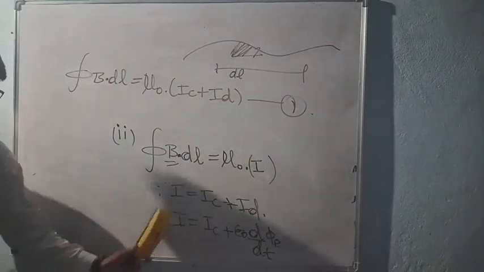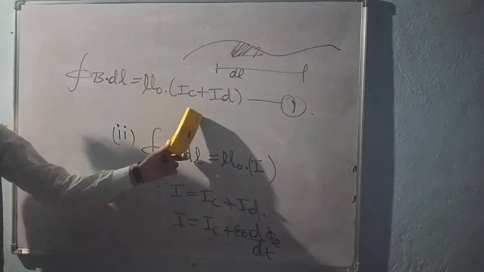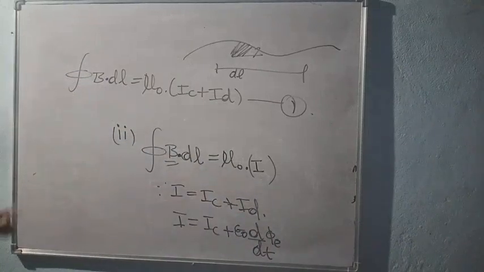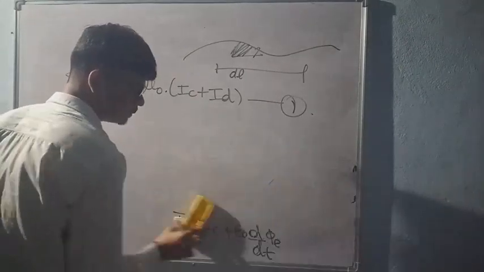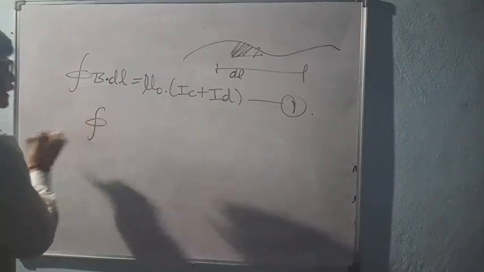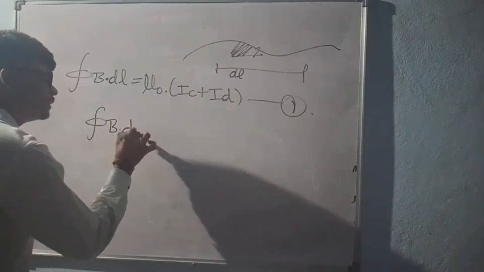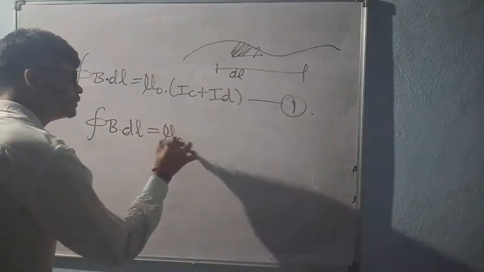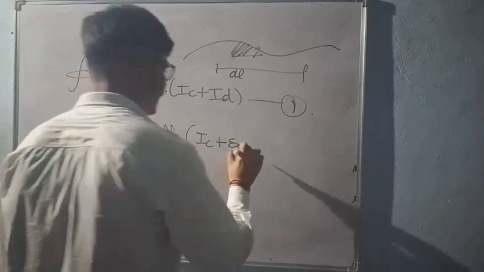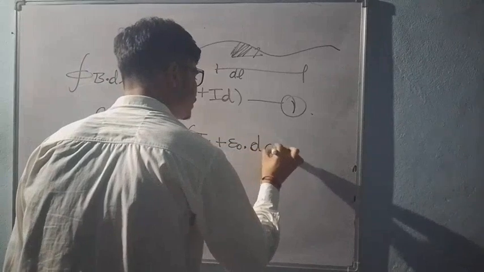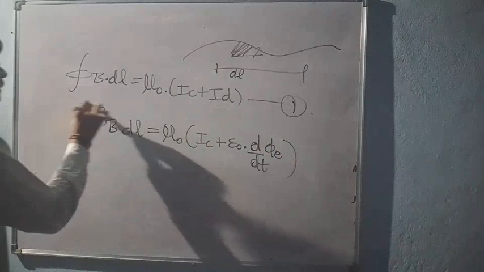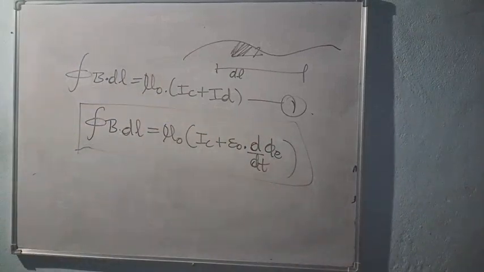So what is the value of IC plus ID? Total current I is equal to IC plus ID. We will substitute the values in our expression. B dl is equal to mu naught times IC plus epsilon naught times d phi e by dt. That's the expression of Maxwell's second equation.